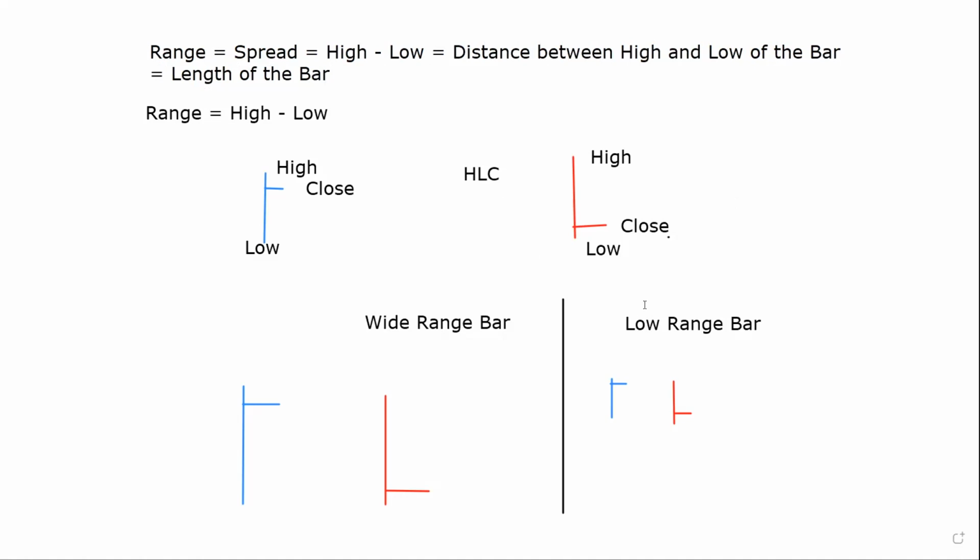Now we have several categories of bullish bars and bearish bars. We have the bullish HLC bar and the bearish HLC bar. The first category would be the inside bar. Now, what is the inside bar?